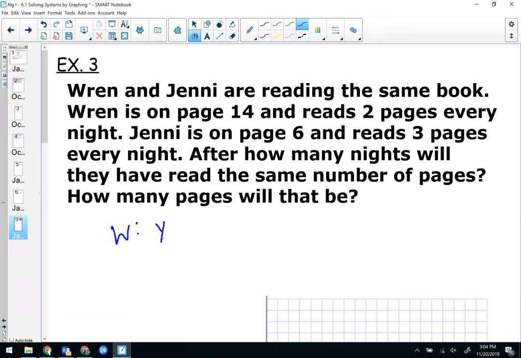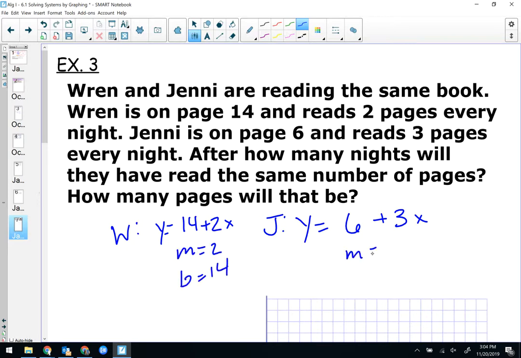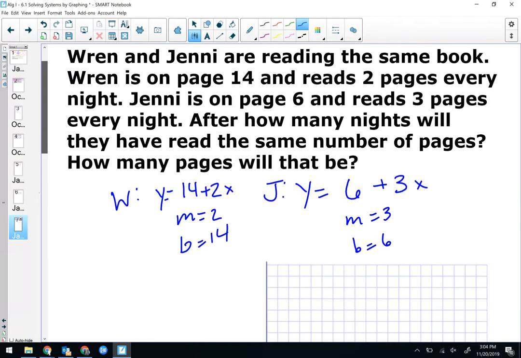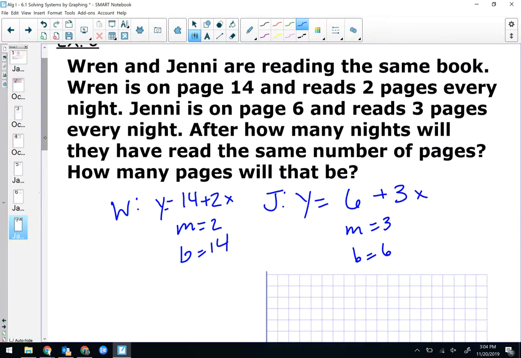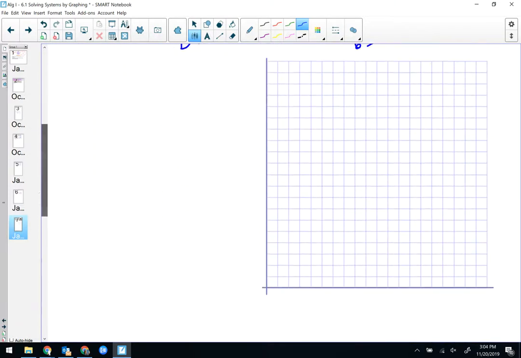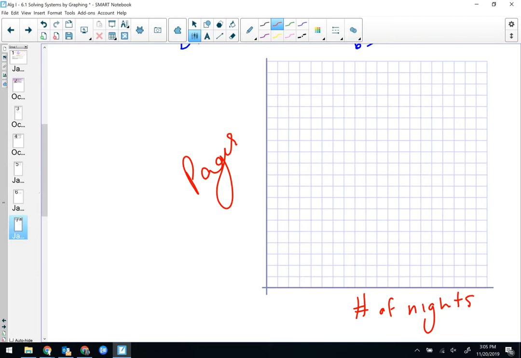Ren, y equals 14 plus 2x. Jenny, y equals 6 plus 3x. Okay, so my slope is 2. My y-intercept is 14. My slope is 3. My y-intercept is 6. Okay. So what is x? X is the amount of pages read every night. I'm sorry, the amount of nights. Okay. What's the y-axis? The total number of pages, right?